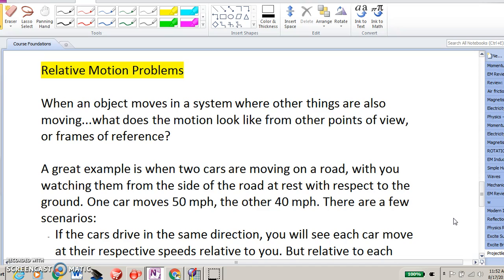A real good example of this would be what the different people see if you have two drivers in two different cars and you have maybe yourself standing on the side of the road at rest, and these cars are zooming by you, one at 50 miles per hour, one at 40 miles per hour. If you're just watching these cars, you just measure them at their 50 and 40 miles per hour speeds. Okay, let's say that the two cars are driving to your right.